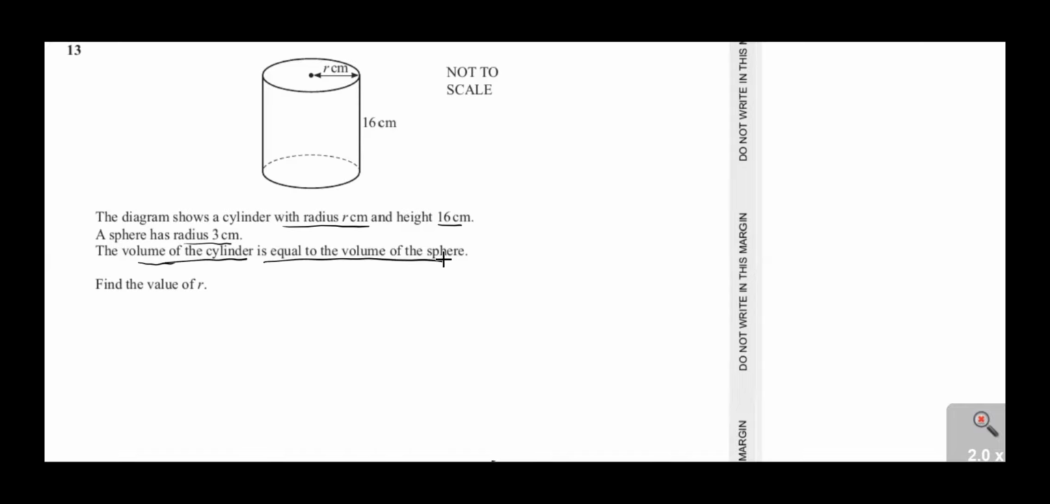is equal to the volume of the sphere. Here the condition is volume of cylinder equal to volume of sphere, and we write the formula of volume of cylinder. This is pi r square into h, and this is 4 over 3 pi r cube, where R is the radius of the sphere. We represent it by capital R, and pi will be cancelled. Substitute this value, h is 16.